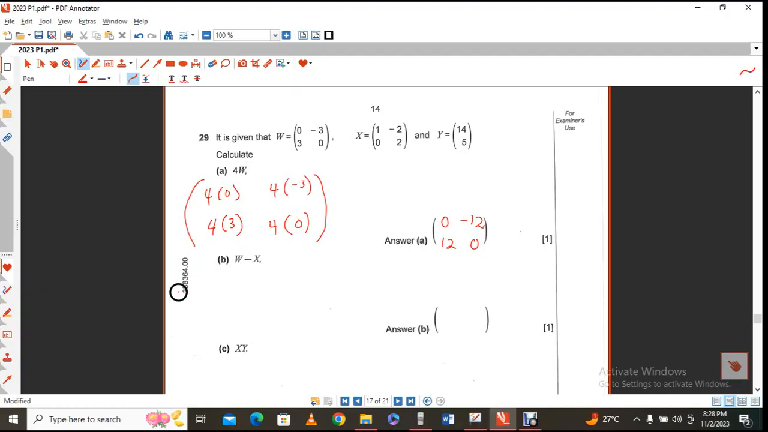If I was to show it, I would be saying, okay, matrix W, I'm going to say 0 minus 1. Then here you have negative 3 minus negative 2, and you have 3 minus 0, and 0 minus 2.